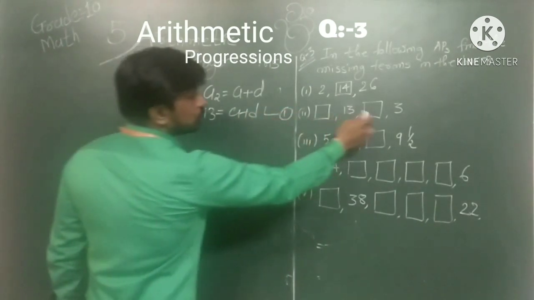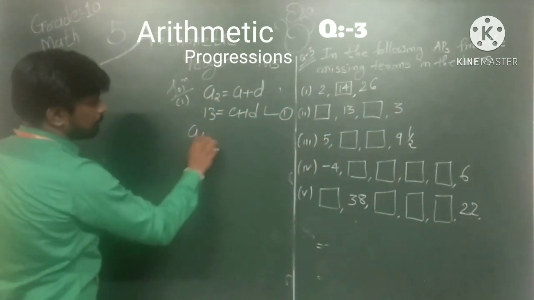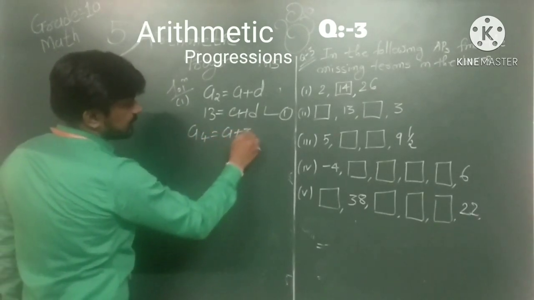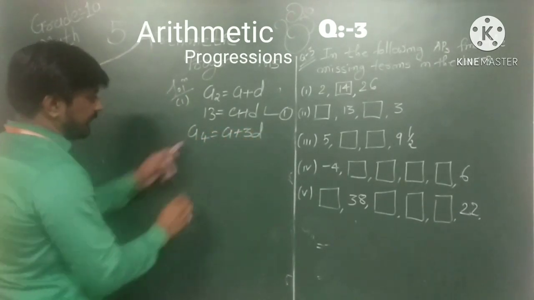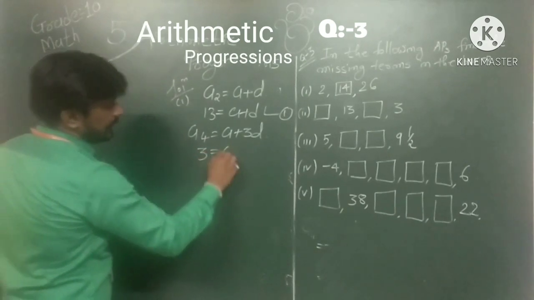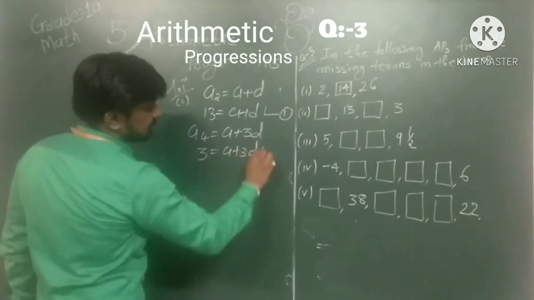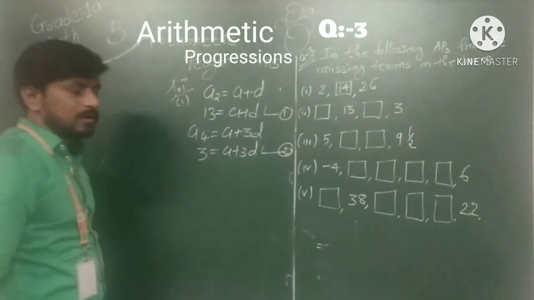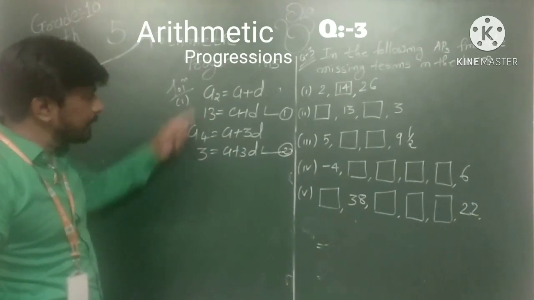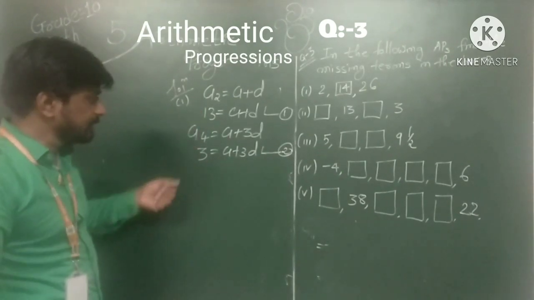And 1, 2, 3, 4. A4 is equal to A plus 3D. Now put A4 is equal to 3, A plus 3D as it is. This is our second equation. Now we have to solve these two equations by the elimination method.